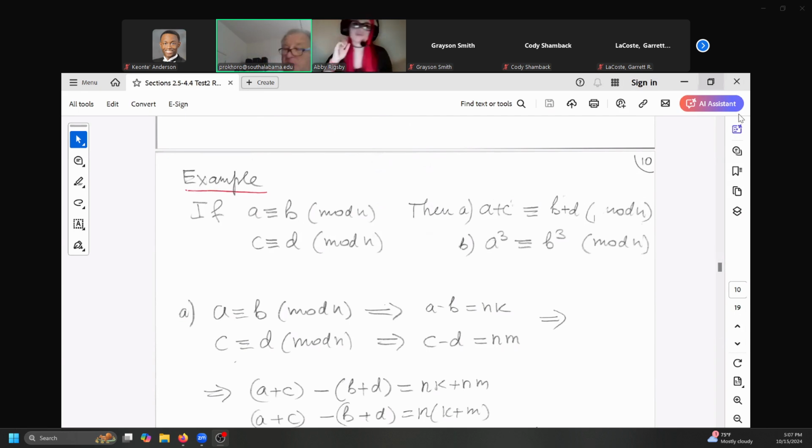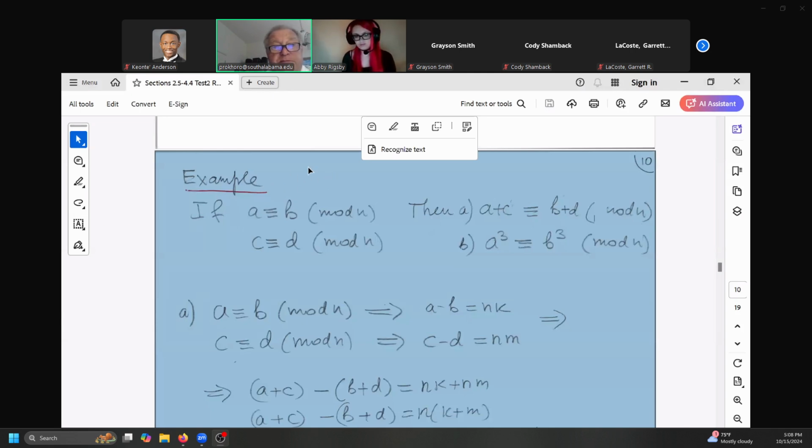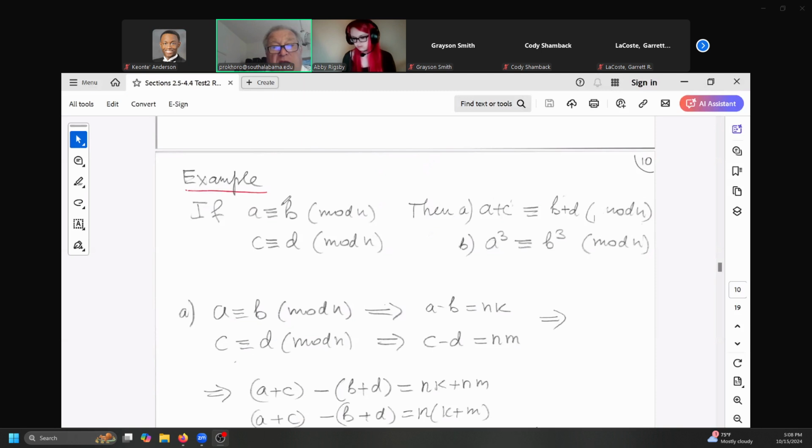Okay, so what we'll see right there? This is some theoretical problem. So suppose a is congruent to b modulo n, and c is congruent to d modulo n. Then from this we need to get some formula. Suppose we need to prove this: a squared plus c is congruent to b squared plus d modulo n.